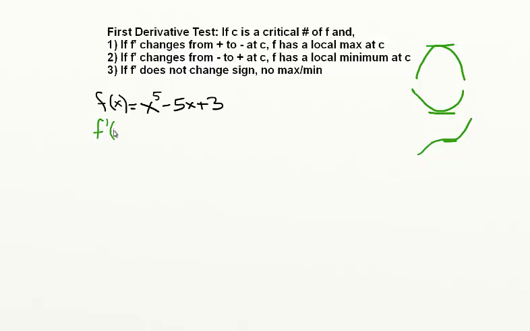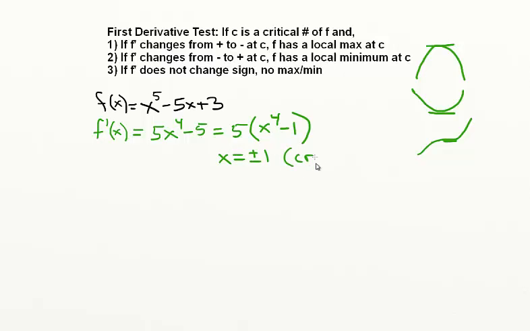So first we need f prime to get the critical numbers, and so that's going to be 5x to the fourth minus 5, or we can just factor out a 5 and get x to the fourth minus 1. Alright, now where is this critical? Well, the only numbers that make x to the fourth minus 1 equal 0 are plus and minus 1. So those are the critical numbers. Anything we put in there and raise to the fourth power is not going to equal 1 unless it's plus or minus 1. So those are our critical numbers.